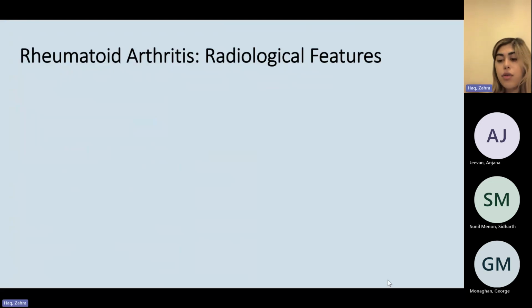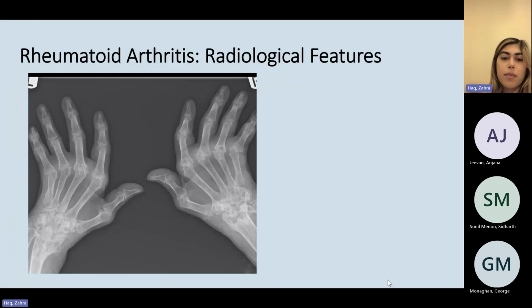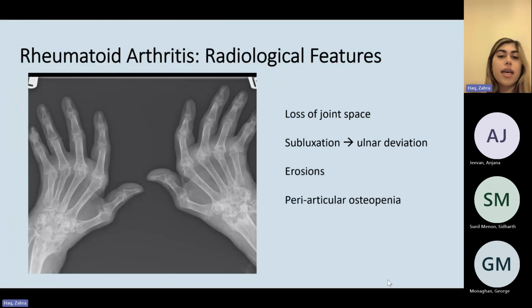Okay, so radiological features. So in terms of X-rays, we're going to be seeing subluxations, we're going to be seeing ulnar deviation, loss of joint space, erosions, and periarticular osteopenia, which is basically weakening of the bone integrity around the joints affected. And very characteristic X-ray, as you can see, there is clear ulnar deviation and also marked deformity too. And soft tissue swelling as well.